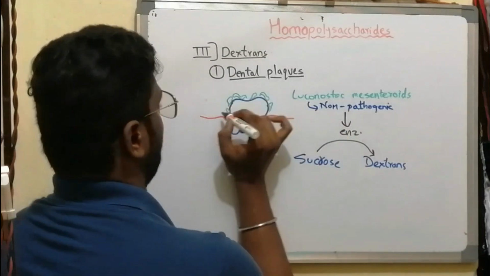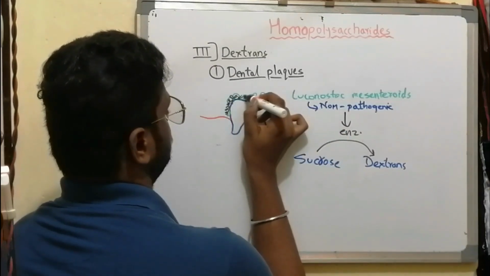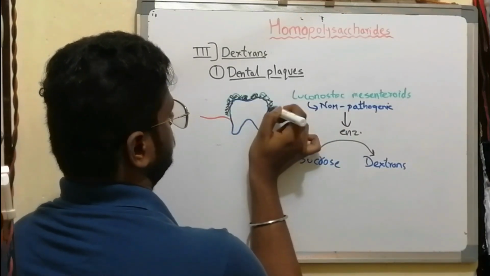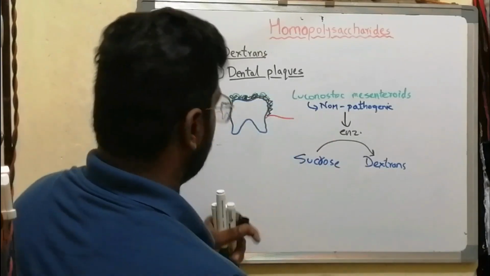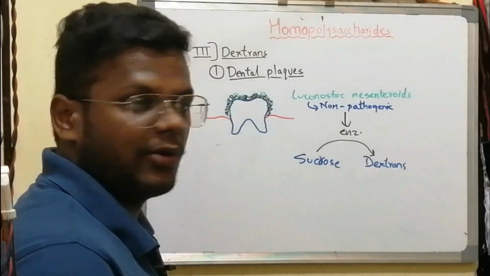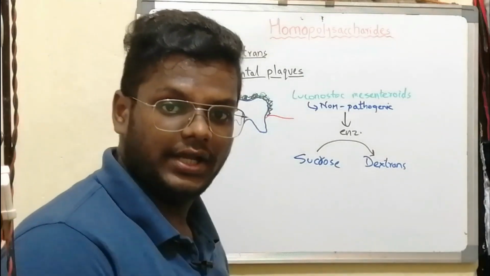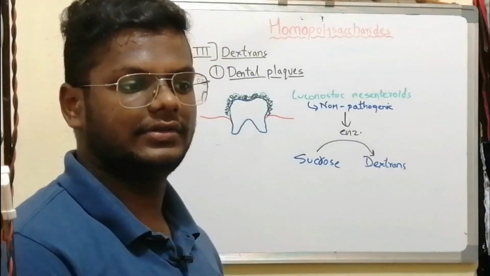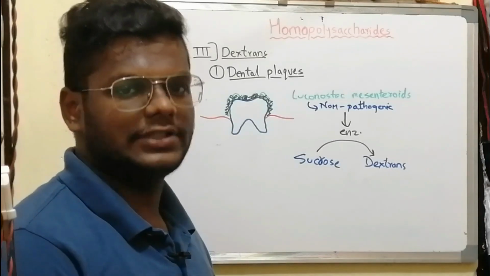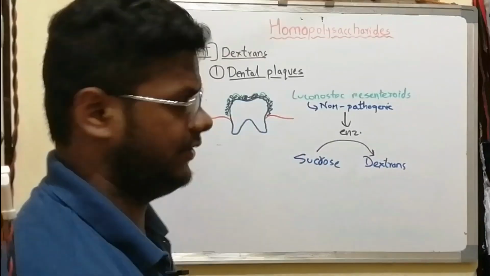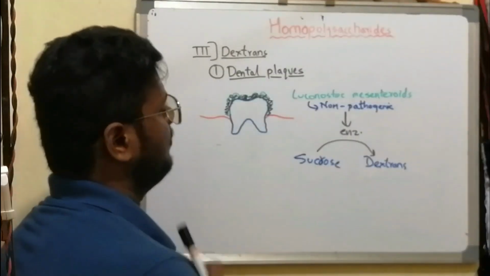So here all around we will be having dextrans, and this forms a plaque. Now if these plaques are not removed when they are soft, they can get hardened, and gradually it may decay your teeth as well. So it is better to get rid of these plaques.